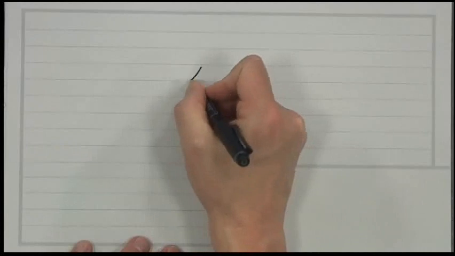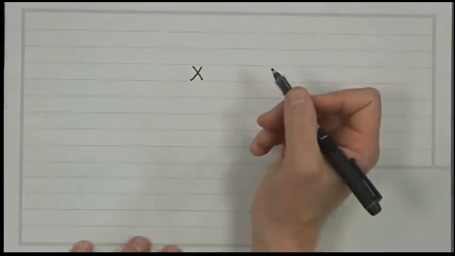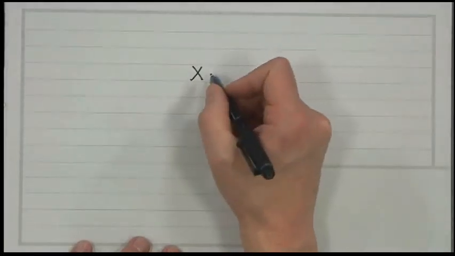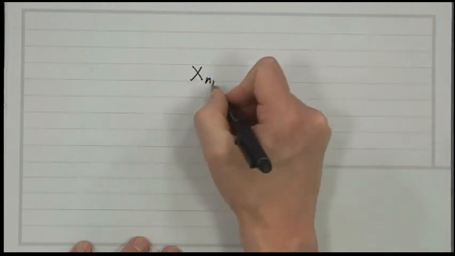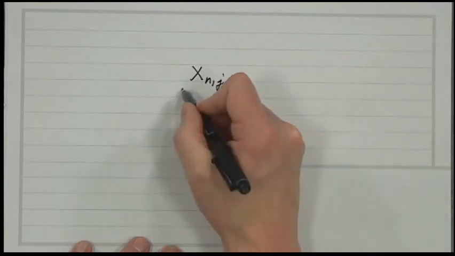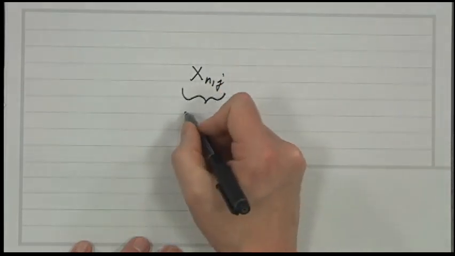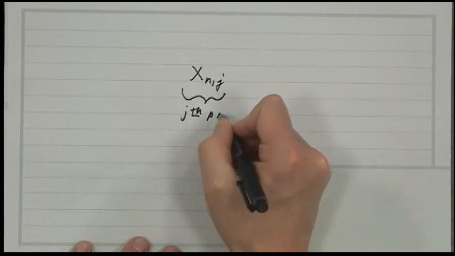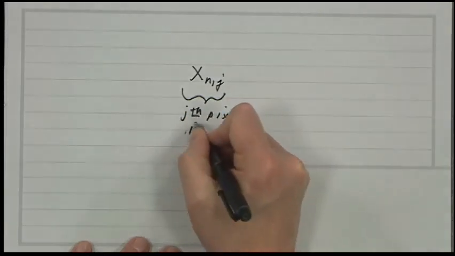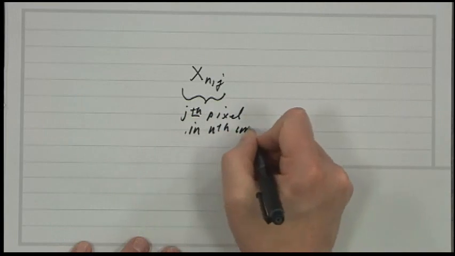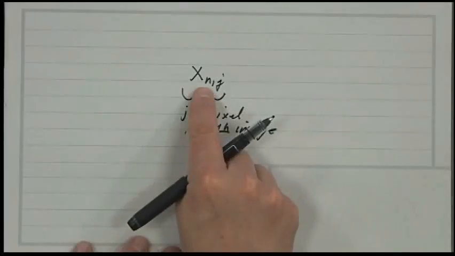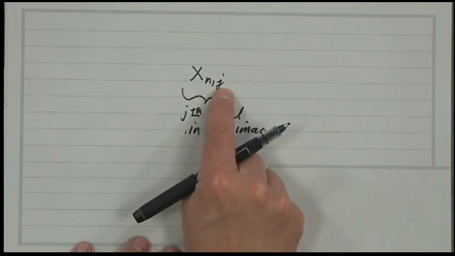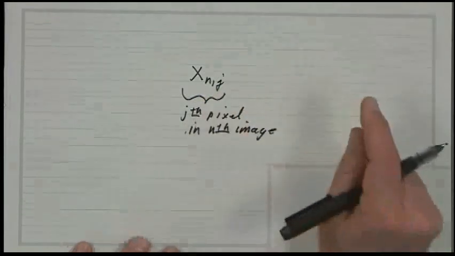You take, let's say x, I'm running out of letters, okay? x sub n, j, this is the jth pixel in the nth image. I know that's a lot to keep straight, okay? So n indexes the image, and j indexes the pixel.